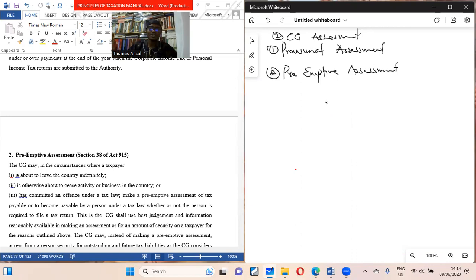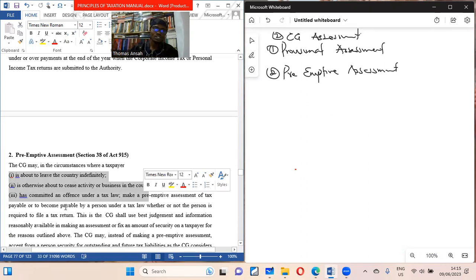You are doing it before the due date of the thing happens. Why? Because number one, the person is leaving the country indefinitely. The person is about to cease business. The person is being prosecuted and is about to go to prison for a very long time. So he will preemptively assess you for tax. And these three conditions, please, you should know them by heart because it's examinable. I said what? Leaving the country indefinitely, prosecuted and you are going to prison. You have committed an offense, you are going to prison.